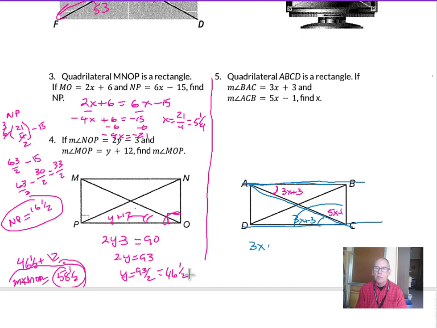So we have 3x plus 3 plus 5x minus 1 equals 90. Combining like terms, we have 8 x's. We've got a 3 with a minus 1, which is a plus 2, equals 90. 8 x's equals 88. x equals 11. And for this one, all he wants to do is find x, so we're good with that. Let's move on.